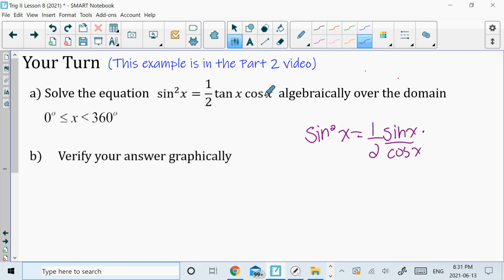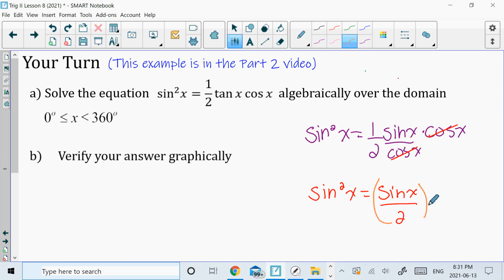And this is times by the cos of x. So what you would see at this stage here is the cos of x over cos of x would cancel. And we're going to be left with the sine squared of x is equal to the sine of x all over 2.